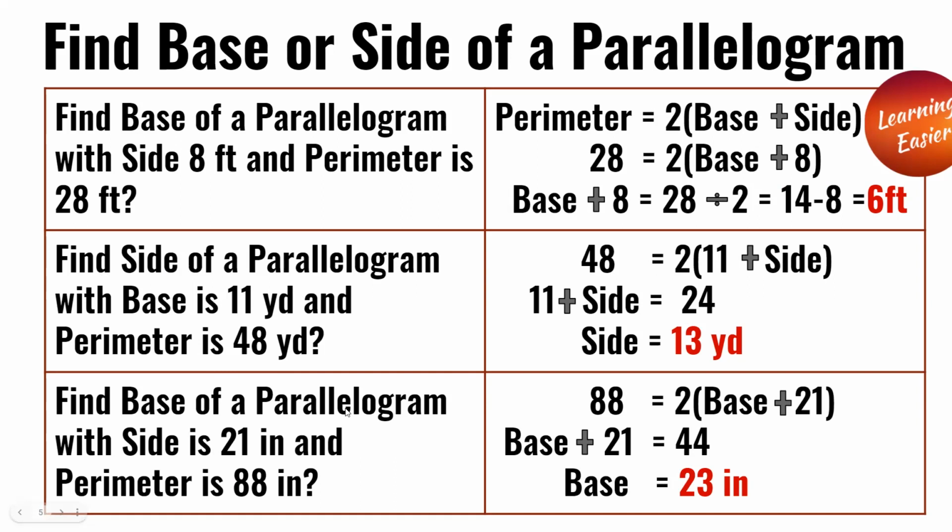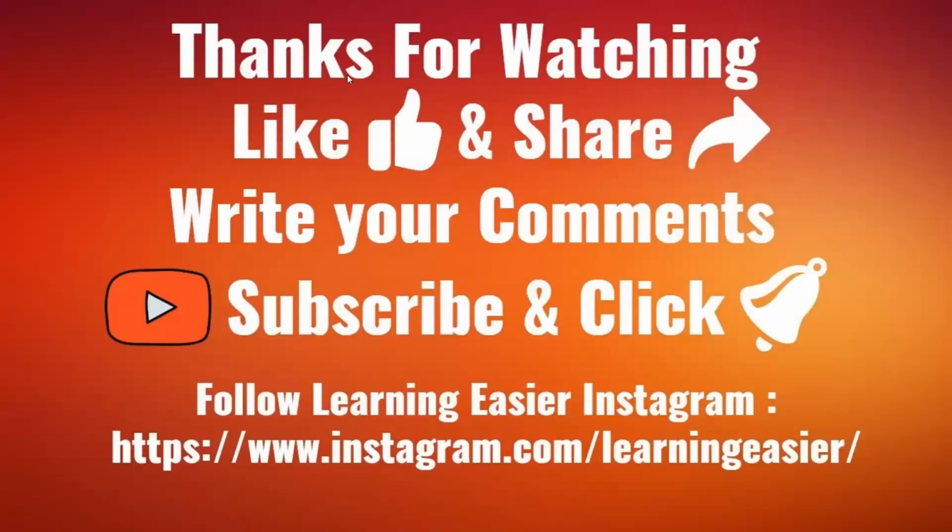Next, find the base of a parallelogram with side 21 inches and the perimeter 88 inches. 88 is equal to 2 times base plus 21. 88 divided by 2 is 44. Base plus 21 is equal to 44. 44 minus 21 is 23 inches.